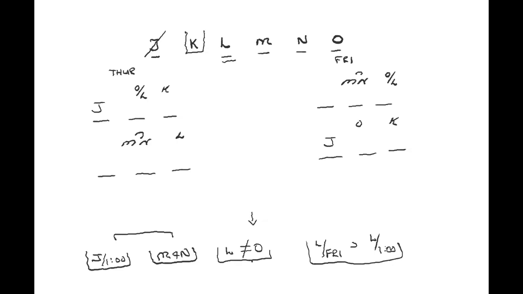L and O are not on the same day. Okay, so I look up at A, and that's right, they're not. B, yeah, they're not. Now I skip down to D, and they're on the same day. So now I'm down to A and B. Only one constraint left, and that is if L's on Friday, L's at 1, and A violates that. So the answer to question number 1 is B.